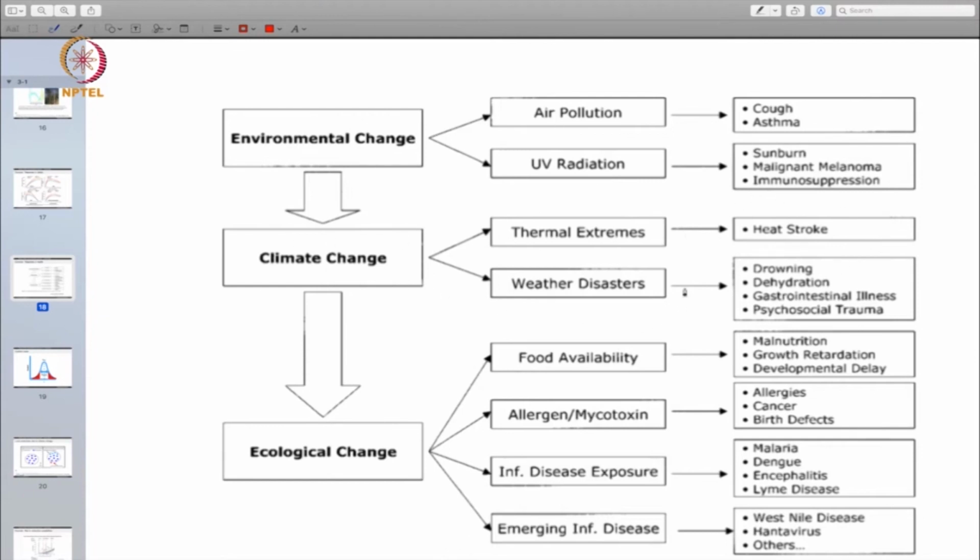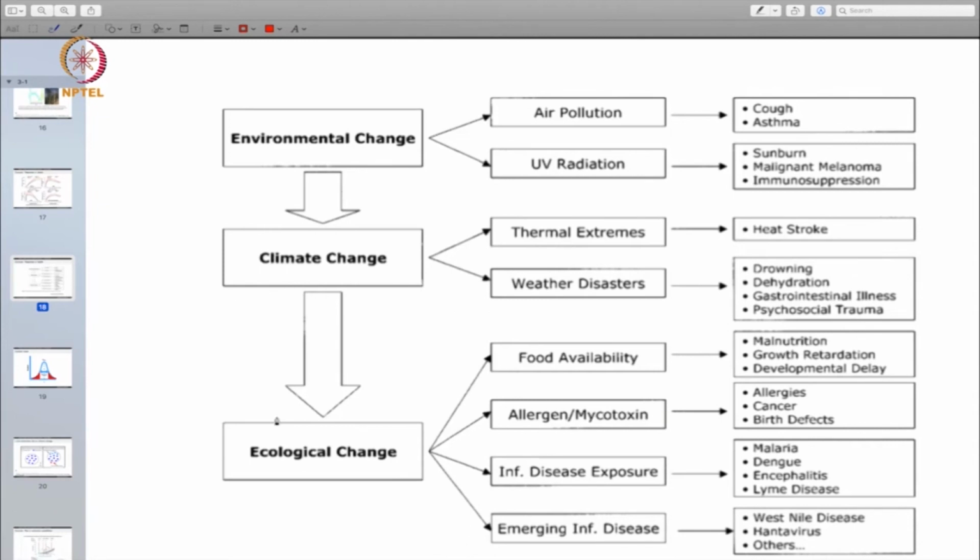Climate change is leading to weather disasters, an increased frequency and an increased intensity of extreme weather events such as floods and droughts, which increases the chances of animals drowning or animals suffering from dehydration or from gastrointestinal illnesses more, because in the case of a flood-like situation, the animals are forced to have dirty water, which is resulting in a lot of trauma to animals.